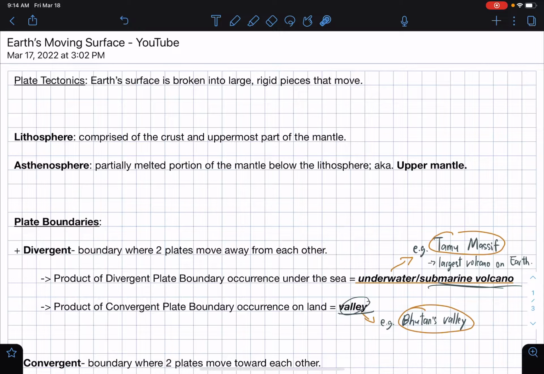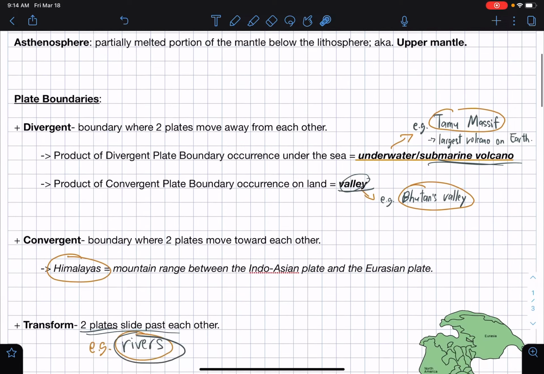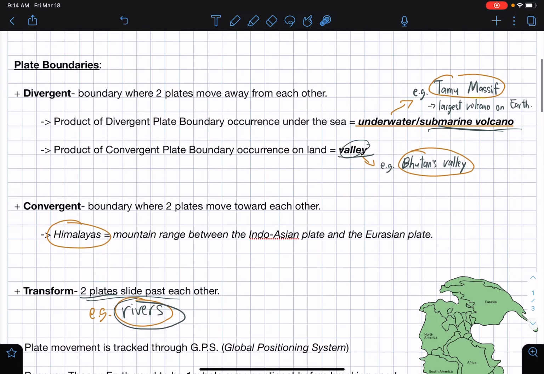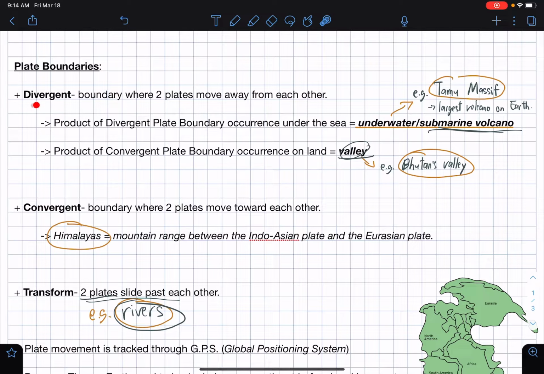As for the asthenosphere, it is the partially melted portion of the mantle that is situated below the lithosphere. In other words, it's the upper mantle. So let's discuss the plate boundaries. So we have three: divergent, convergent, and transform.